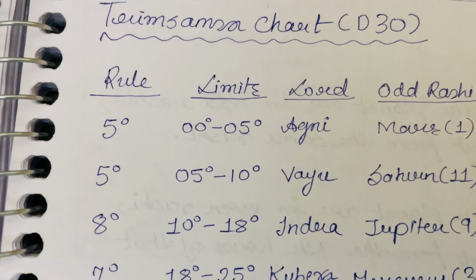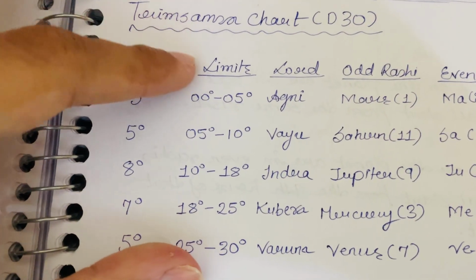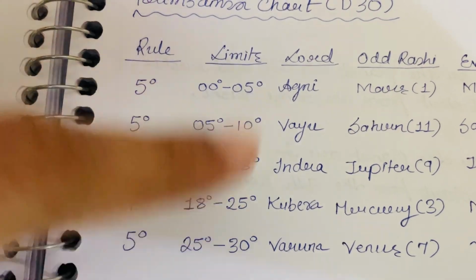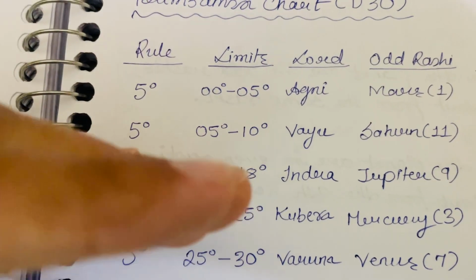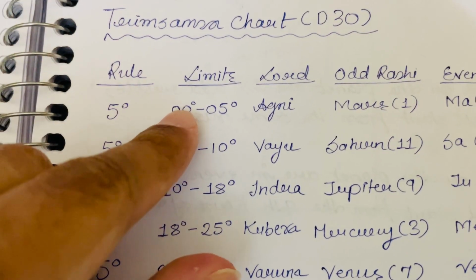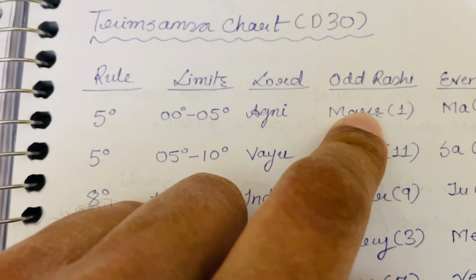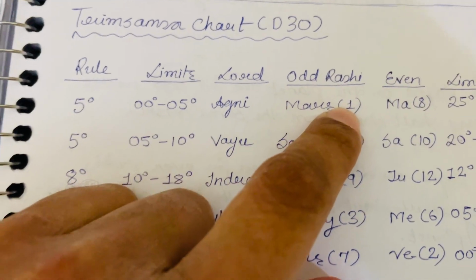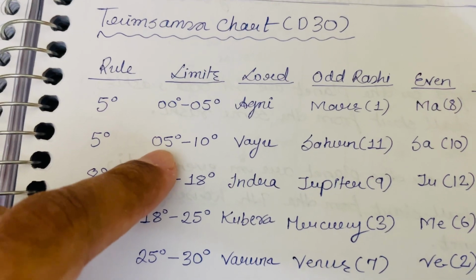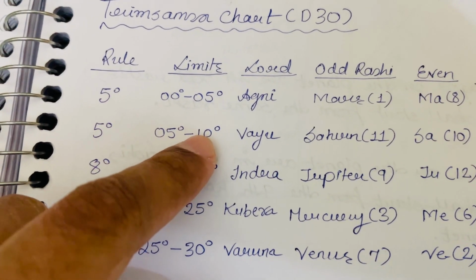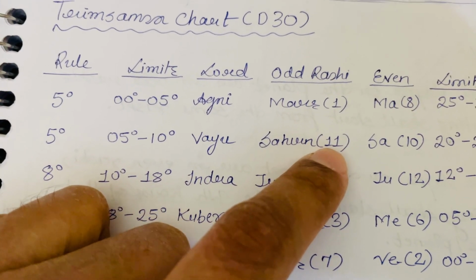It is so easy. Now this is the limit which I have for my Trimsamsa: 1 2 3 4 5 limits, or 5 ranges, or 5 Trimsamsas for the odd Rashi. The first limit, 0 degrees to 5 degrees, is ruled by Mars, the Aries sign. The second limit of the Trimsamsa for the odd Rashi, 5 degrees to 10 degrees, is ruled by Saturn, the sign of Aquarius.